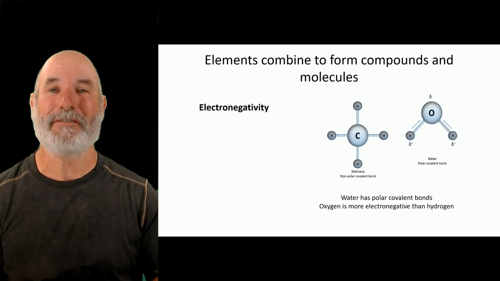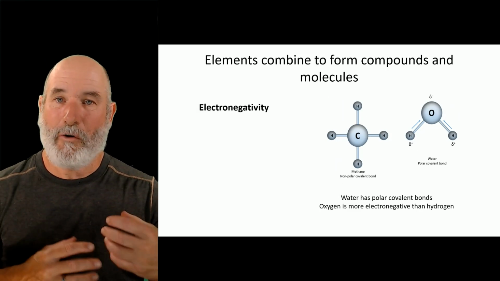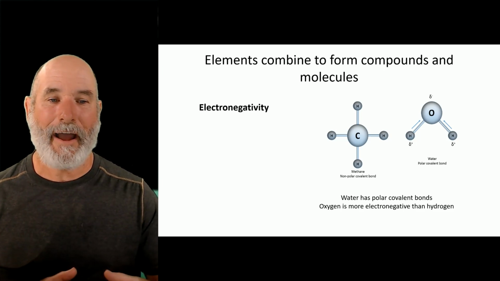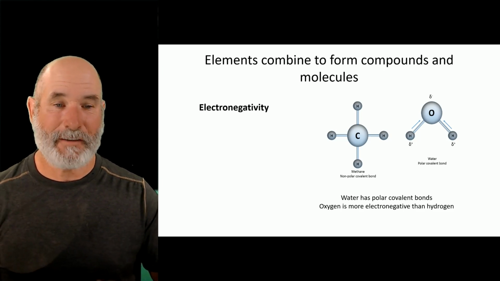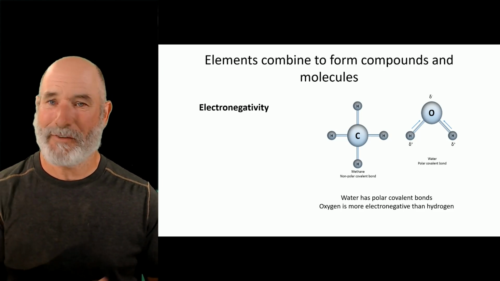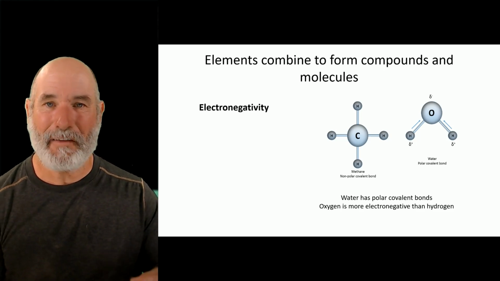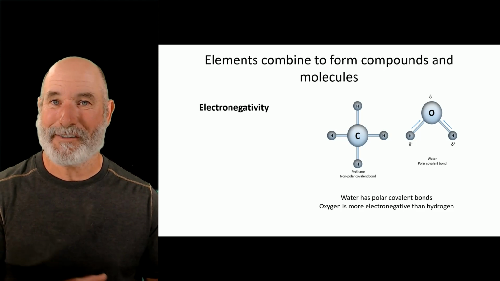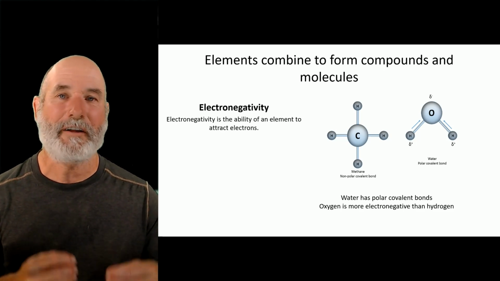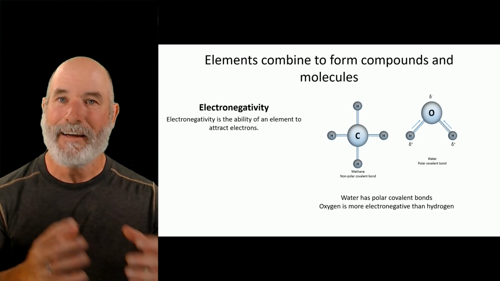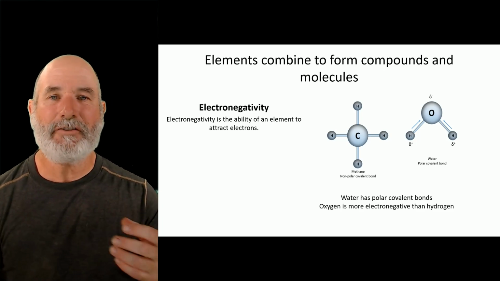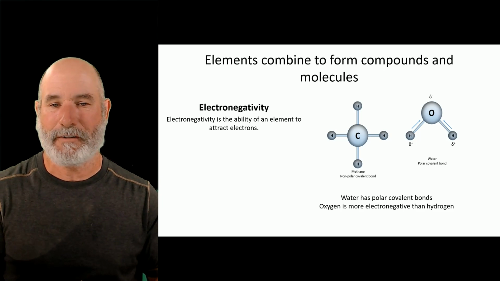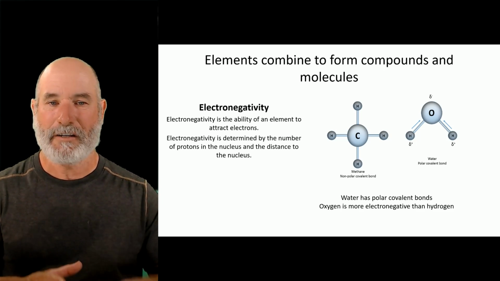There's some differences between these 2 molecules. So before we get into why water is liquid at room temperature and why methane is a gas at room temperature, and one's flammable and one's not, it turns out that there are differences in those covalent bonds. See, not all covalent bonds are the same. And this comes down to a property called electronegativity. Electronegativity is basically the ability of an element to attract electrons, okay?